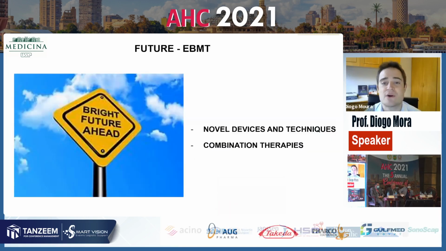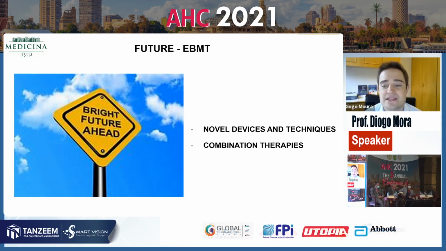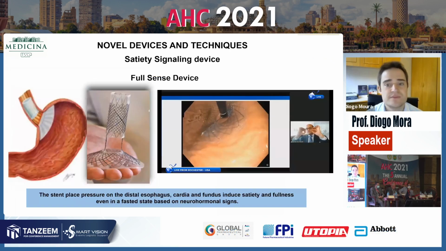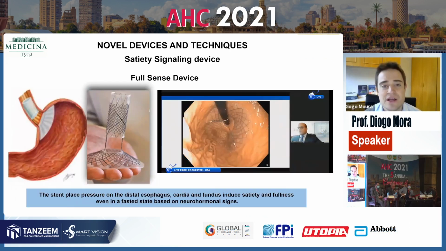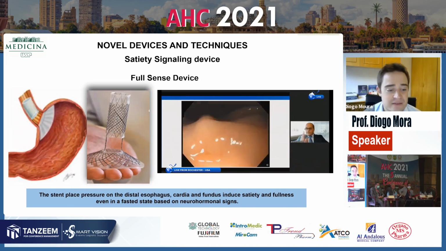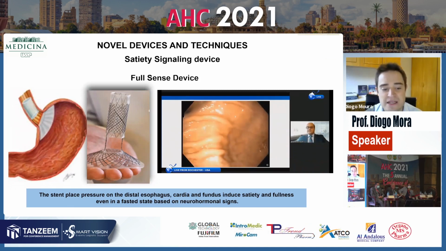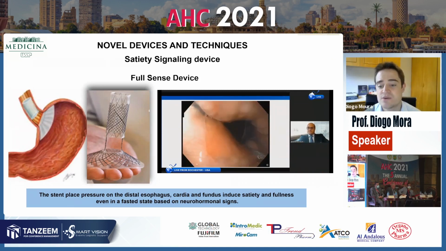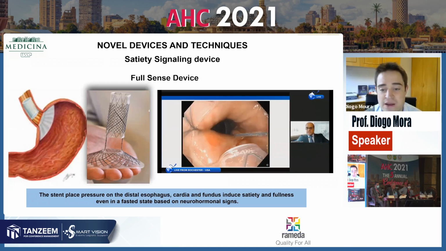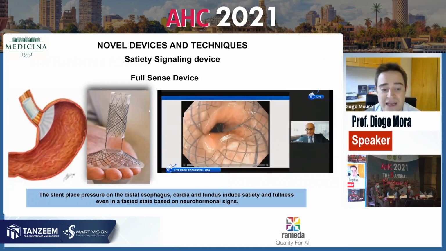So now let's talk about the future of endoscopic bariatric and metabolic therapies. We do have 5 more minutes, so let's try to talk about it. We're going to discuss novel devices and techniques and combination therapies. So this is the FullSense device, as you can see in the video. This is a satiety signaling device. When it's placed, it makes pressure on the distal esophagus, cardia, and fundus, and then it will induce satiety and fullness based on neurohormonal signals, even in a fasted state.